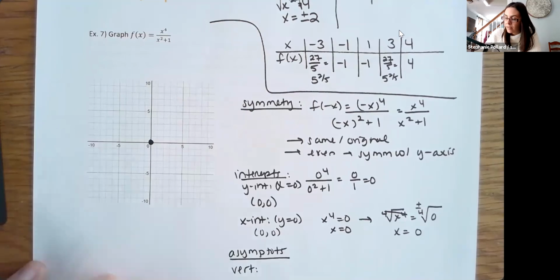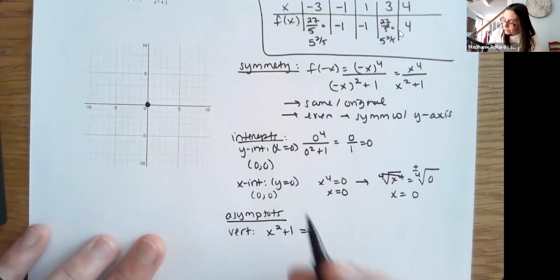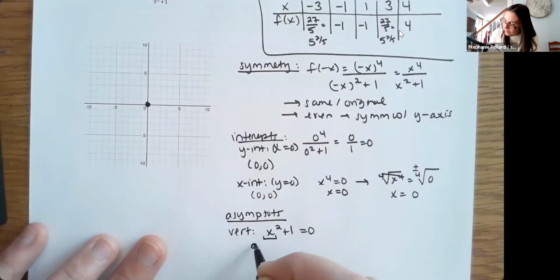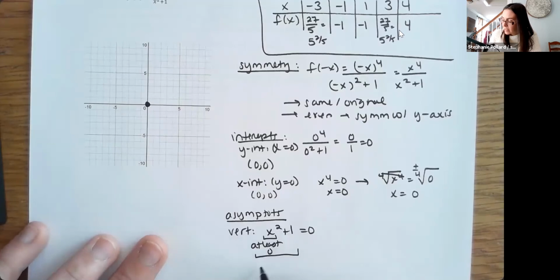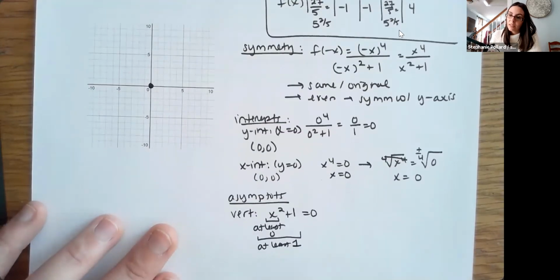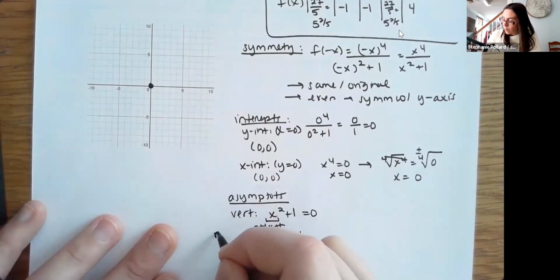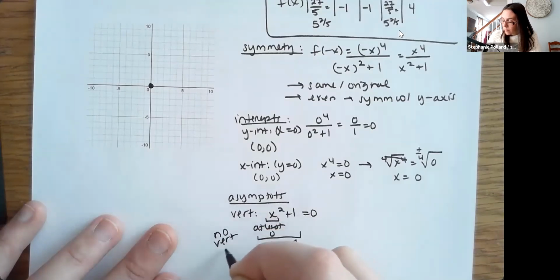Here, this is simplified. There's nothing I can cancel. And if I look at x squared plus 1 equals 0, I'd never actually have to worry about that. This is always at least 0, right? It's x squared. And if I add 1 to it, this is always at least 1. So there are no issues with the denominator in this case. So there are no vertical asymptotes.